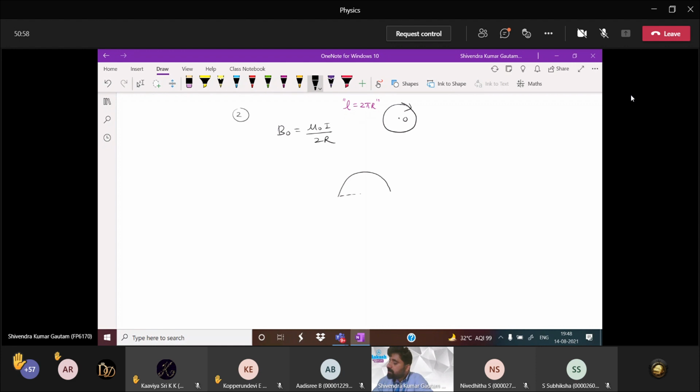Semicircular wire carrying current I. This is the center point O, with radius R. Tell me, what is the length of the semicircular wire? The length will become how much? Pi R, or not? If it is pi R, then what magnetic field will we get at the center? Mu naught I by R, or half of it?